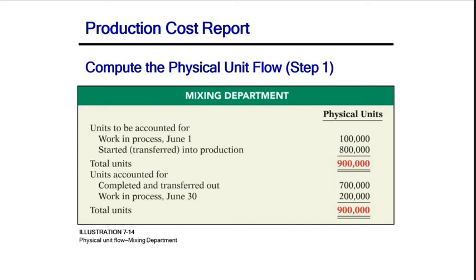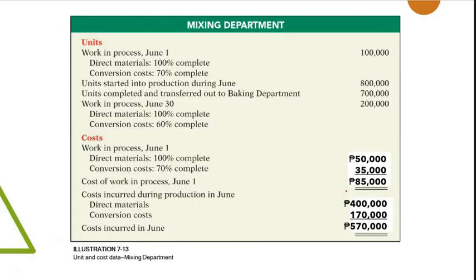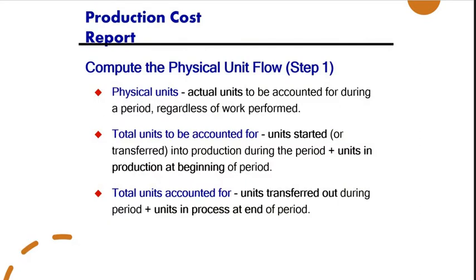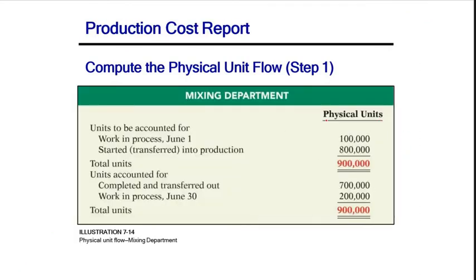Okay? So, looking at the material costs natin, work in process is 100,000. Started or transferred into production is 800. So, we have total units of 900. And units accounted for is 700 na-complete na, na-transfer na siya, and work in process in June 30 is 200,000. Okay? So, tignan niyo yung example dito, 'di ba? Ito yung information nila. These are the information para magkaroon tayo ng guide. So, ito na yan as to units.